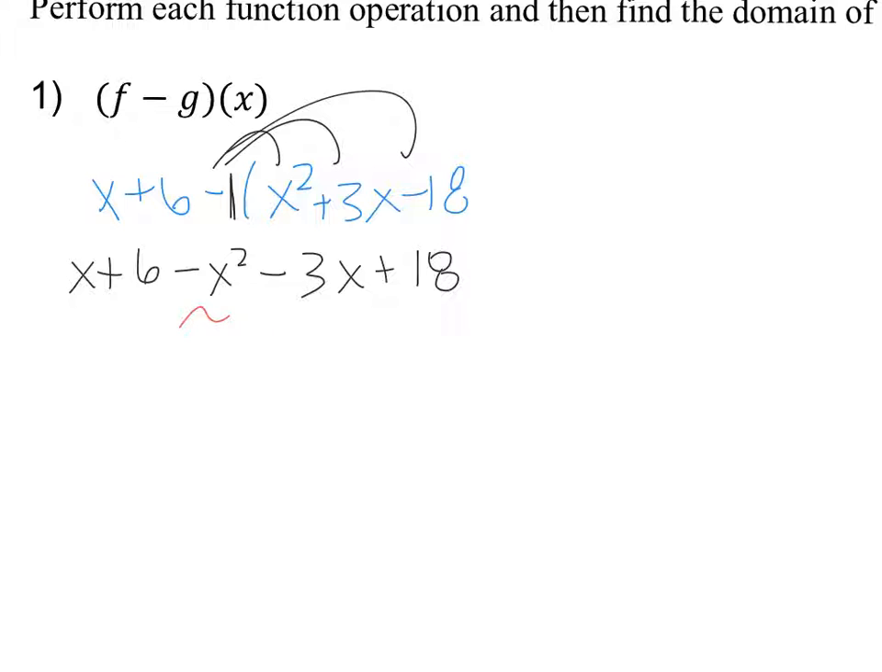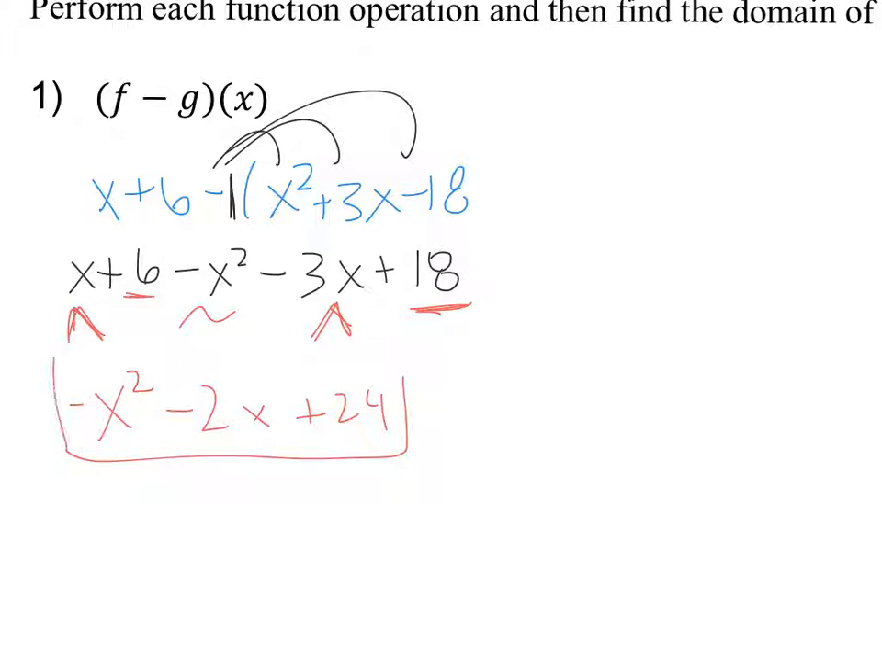And I look at like terms here. Nothing's like that. These were like and these were like: a negative x squared. x minus 3x is negative 2x. 6 plus 18 is positive 24. That's my answer for the first one when I'm subtracting.